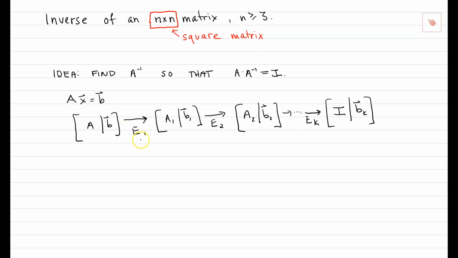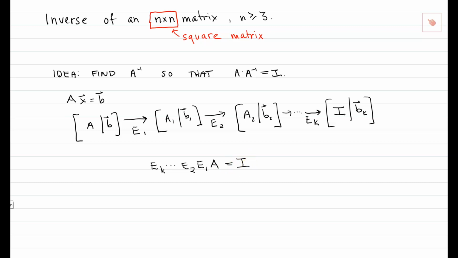And we know also that when we represent these row operations as elementary matrices, we could get from A to A1, for example, by multiplying the A matrix by E1. So if we start with A and multiply by E1, that's A1, and we multiply by E2, that'll give us A2, and so on until we get to the last one, EK, and we multiply that by everything that we've done before, and that will give us the identity matrix.